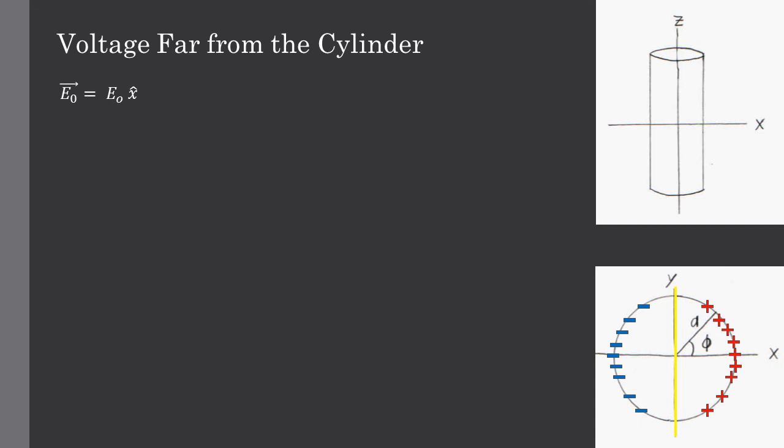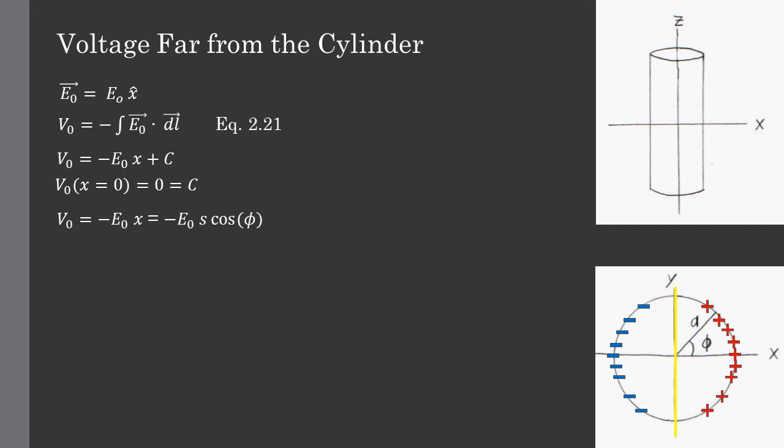We also are going to want to look at voltage far from the cylinder before we continue. So we know that the initial electric field pointed is E0 x hat, and then we can integrate to find the initial voltage. So we integrate minus E0 dot dl, and then we get minus E0 x plus c. However, we said let V be 0 along the yz plane, which is when x is 0. So plugging in that restriction, we can eliminate the arbitrary constant. So we find V0 is minus E0 s cosine phi, because we want to write it in cylindrical coordinates.